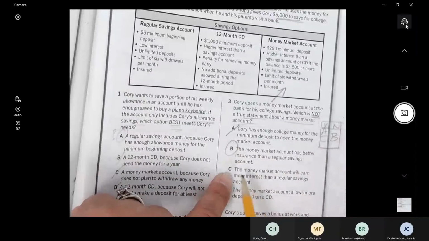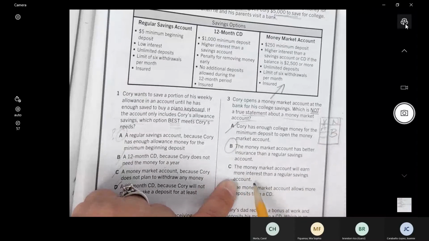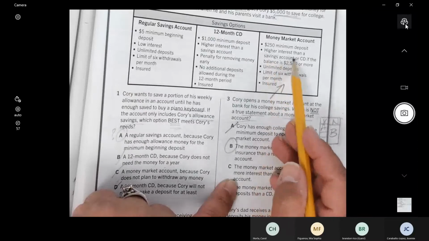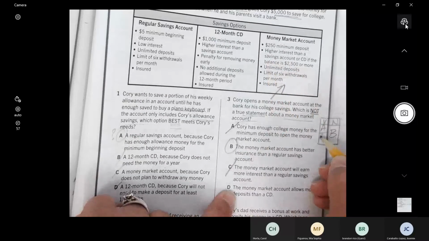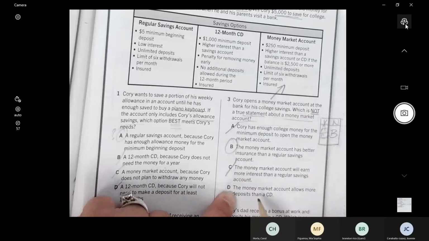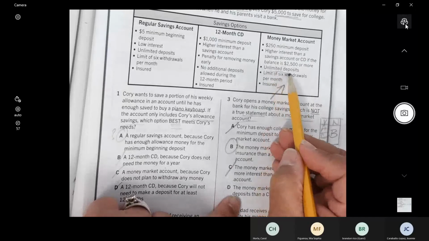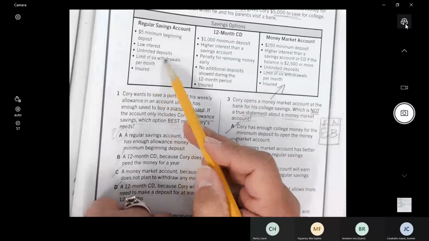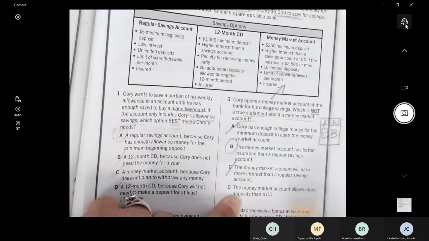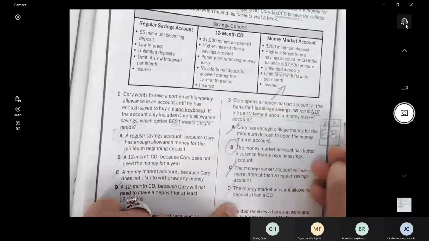So that's my answer. It can't be C because the money market account will earn more interest than a regular savings account. That is true. It's got higher interest, so it'll make more money. So that's a true statement. So that goes here. It can't be D because the money market account allows more deposits than CD. It has unlimited deposits. This one has no additional deposits allowed. And this one has only 6 deposits. I mean, all unlimited, sorry. So it can't be D.